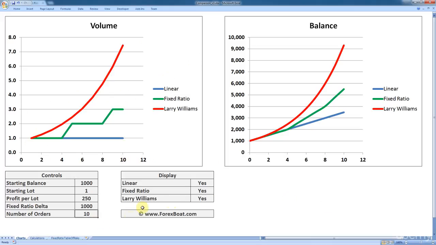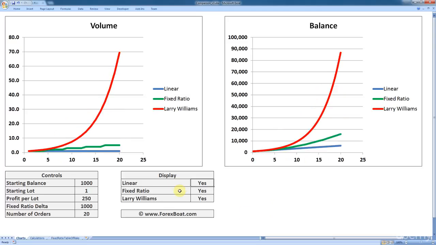So now what we're going to do, the first step is probably let's also, like we did previously, change the number of orders to 20. And so here you can see right away that within 20 orders, the Larry Williams method dwarfs both the Ryan Jones method and the linear money management method. So it's just incredible to see how much more profitable the Larry Williams method is than both of those two.